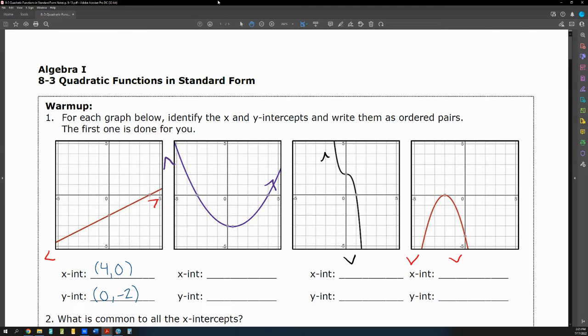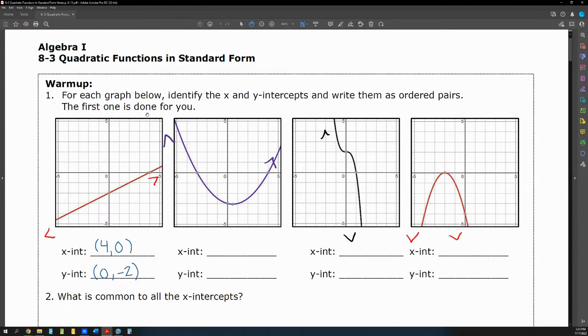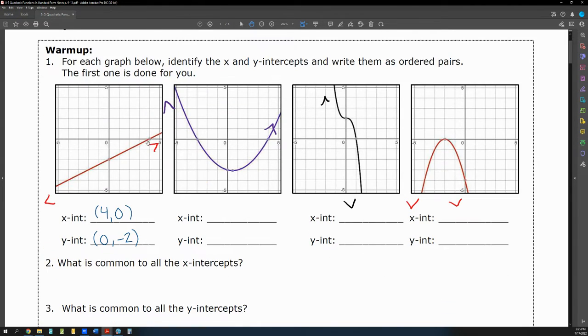Recall that the x-intercept is where the graph crosses the x-axis, and likewise the y-intercept is where the graph crosses the y-axis. So the first one is done for us. This graph crosses the x-axis at (4, 0) and crosses the y-axis at (0, -2). For the second graph, this crosses the x-axis in two places, first at (-3, 0) and second at (4, 0). It crosses the y-axis at (0, -3). Remember, these are ordered pairs.